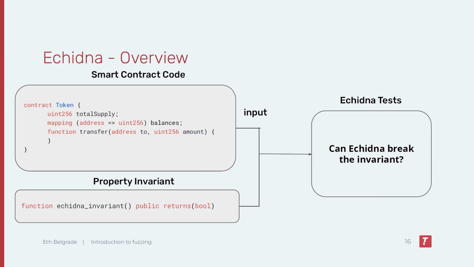How does it work? On a high level, you have your smart contract code, you define your invariant in Solidity, and you just run the fuzzer, and the fuzzer Echidna is going to try to break this invariant.